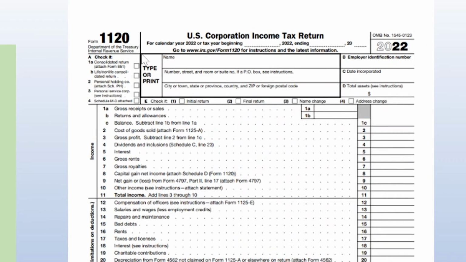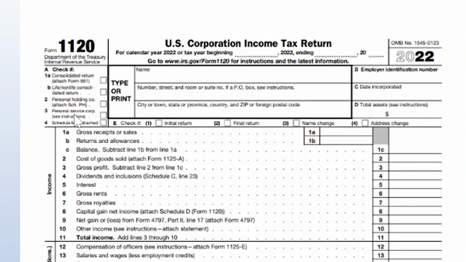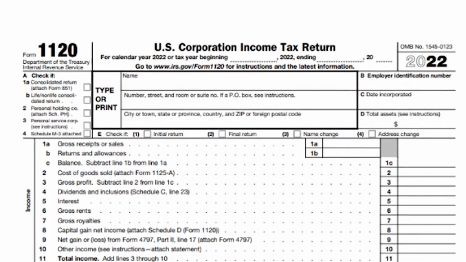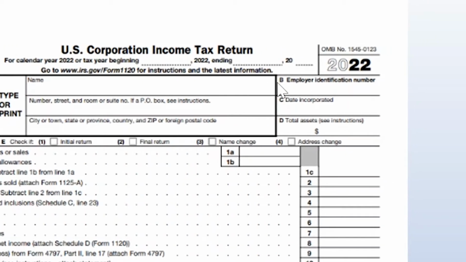and then right here, tell the government if you need to file a consolidated return, if you have subsidiaries, you have parents. You check one of these boxes. And if you need to file Schedule M-3, if your total asset is over $10 million. And on line B, you put in the federal ID number. And line C, put in when the company is incorporated. And line D is the total asset.